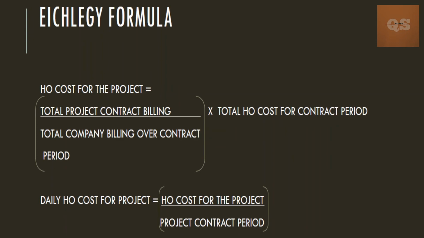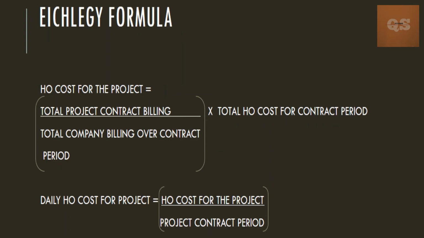Now let's move into the last formula, which is the Eichleay formula. This is the formula that is mostly used in most of the projects. So here mostly your company will be having many projects at a time, and your head office will be working for all these projects at a time. It will be centralized. The head office team will be working for many projects at a time. So this formula will be used.